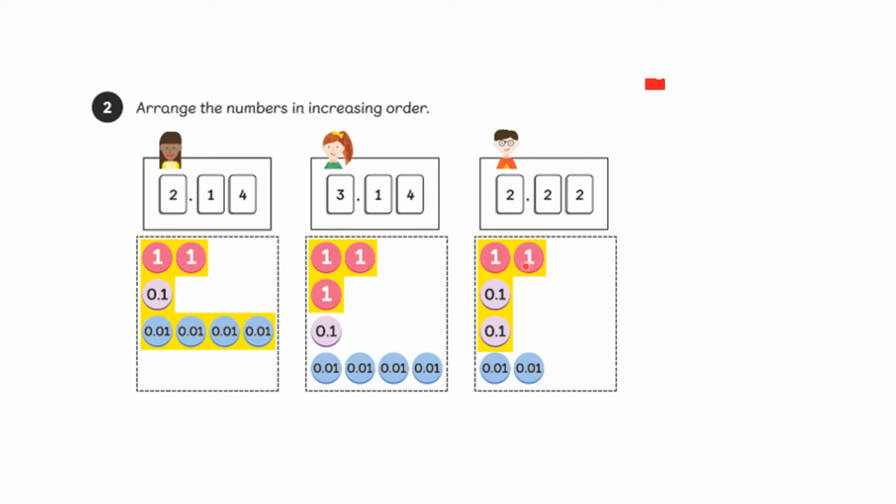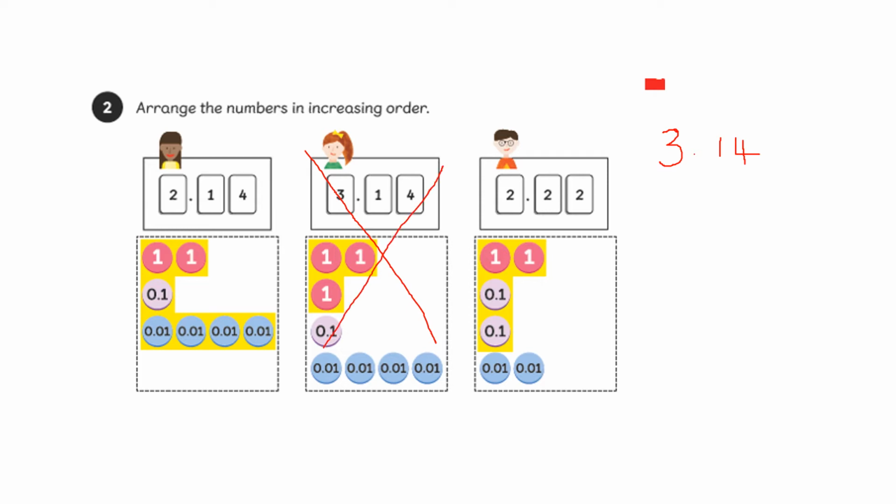Let's look at those counters. Who has the most ones counters? That's right, it's this one in the middle. So I'm going to get my pen and I'm going to write that one first. So we have 3.14. We know that that is the highest number, so I'm going to put that one at the top. To save confusion, I'm just going to cross that one out because I know that I've used that one now.